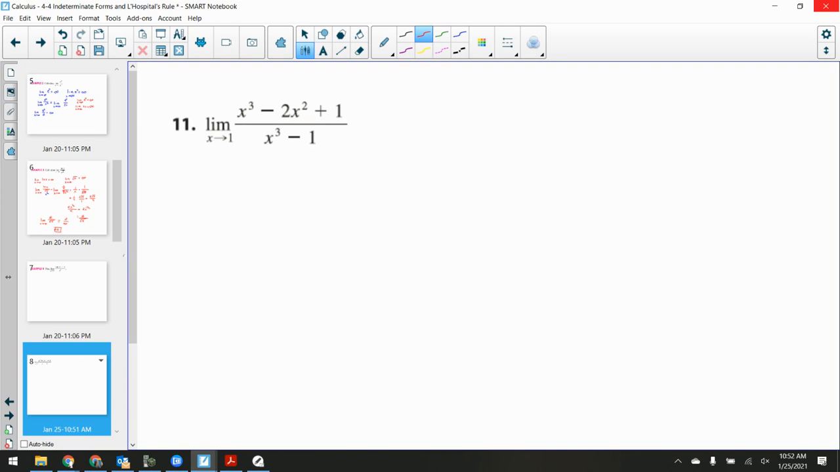Could I possibly try to reduce it down with algebra? Yes, but I don't really want to do a difference of cubes. You're going to find that L'Hopital's rule is actually a lot easier to do. So the limit as x approaches 1 would be 3x squared minus 4x over 3x squared.